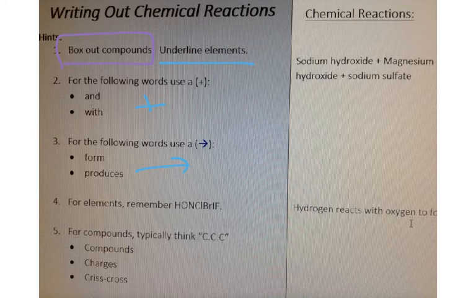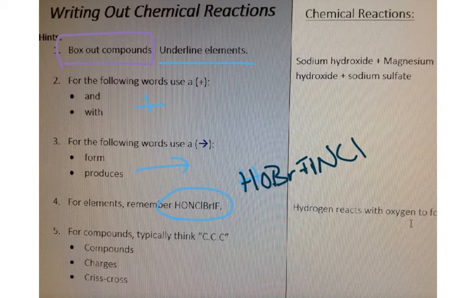if it's an element. If it's an element, you only have to remember one thing, and that is Honkelgriffs. Some other teachers call it Hoberfinkels, or Hofbrinkels. It depends on what their teacher said, basically how they learned it. What they learned is ingrained in their heads, and so now they teach it to their students that way. So if your teacher uses Honkelgriffs or Hoberfinkels or Hofbrinkels, they all mean the exact same thing. And what they all are is the symbols that are special elements.